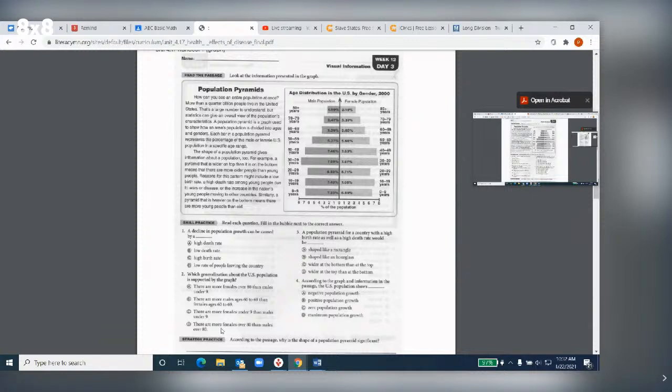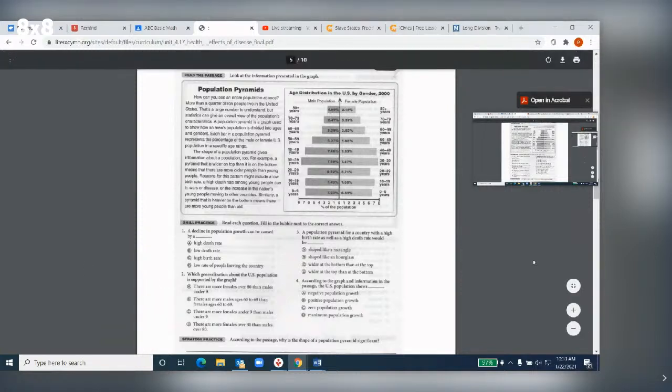There's more males. So then D, there are more females over 80 than males over 80. That one is true, because we go up here, there are 2.18% females over 80 and only 1.09 males. So D is going to be right, because in the 80-year-old age bracket there's more females than males, 2.18 to 1.09. Okay, so that one would be D.